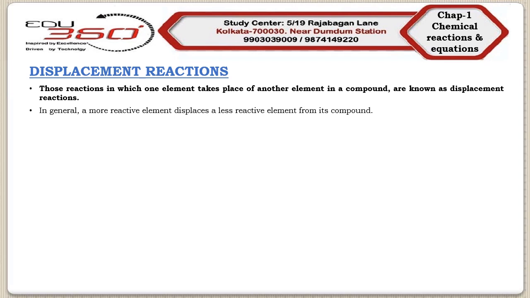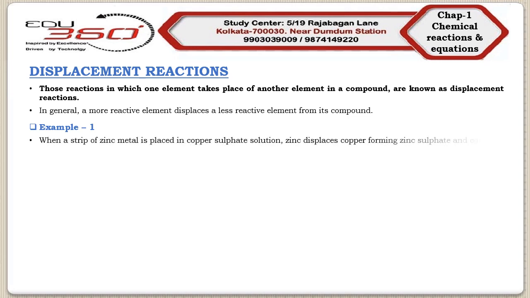Now we will be considering some examples of displacement reactions. So let us first start with our first example. In this example, we will consider the reaction between zinc metal and the copper sulfate solution. If you place a strip of zinc metal inside the copper sulfate solution, then you will find that zinc will displace copper. As a result, zinc sulfate will be formed along with the formation of copper.